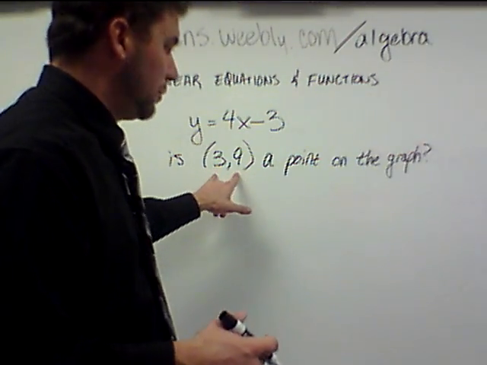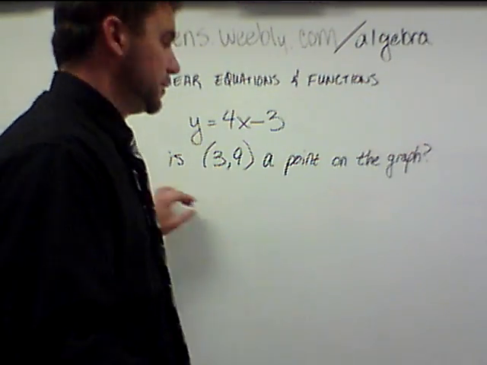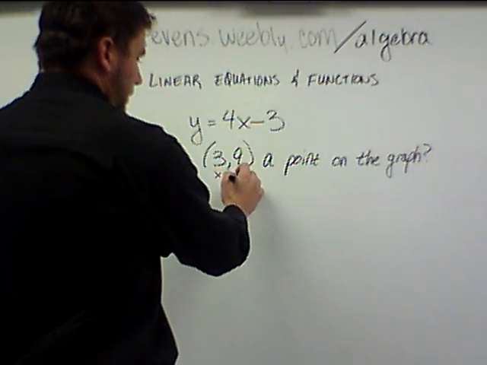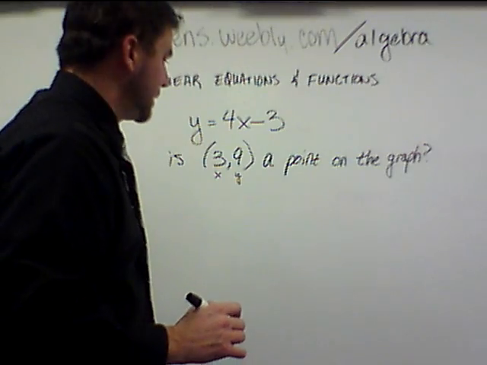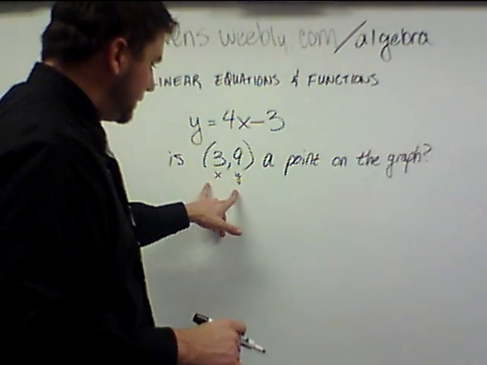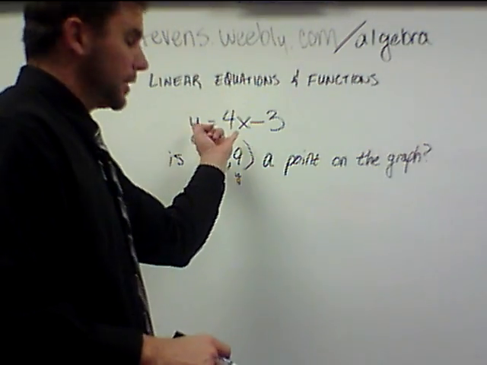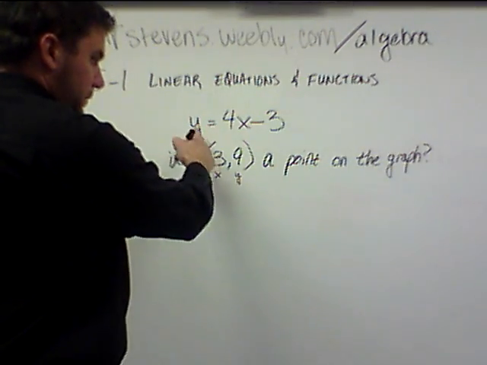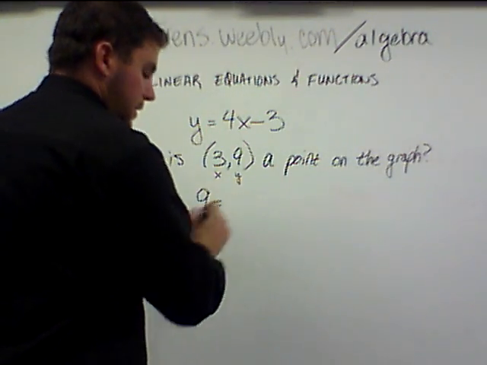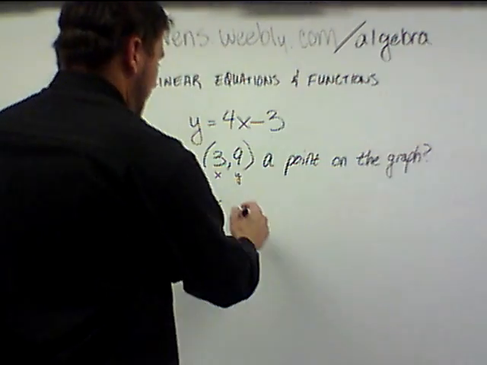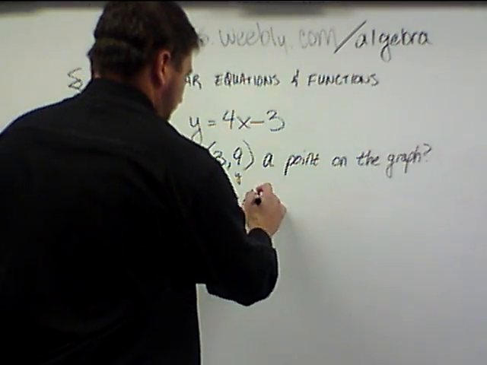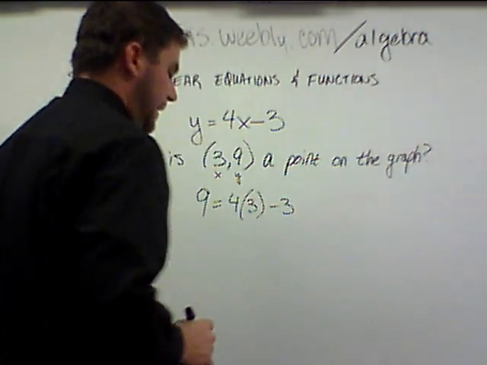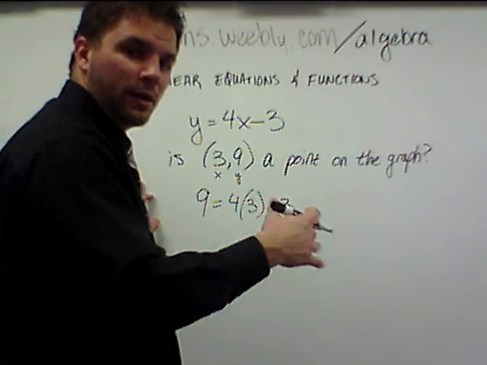Recently I told you that all points are x, y, which means that the value of 3 is my x, the value for y is my 9. So I can take these values for x and y and plug them in for x and y. So in this problem, the 9 replaces the value for the y, the 3 replaces the value for the x, and now I need to see, is this point on the line?